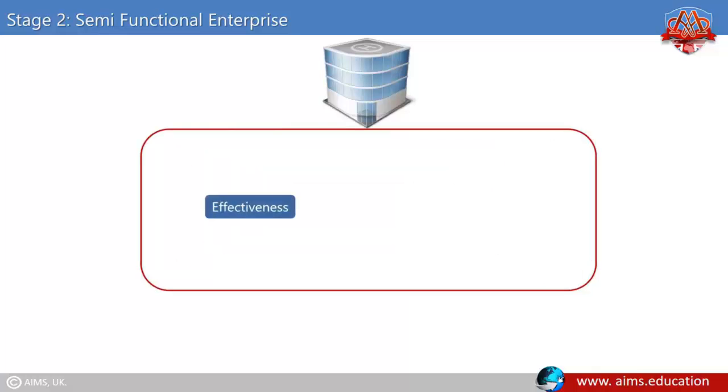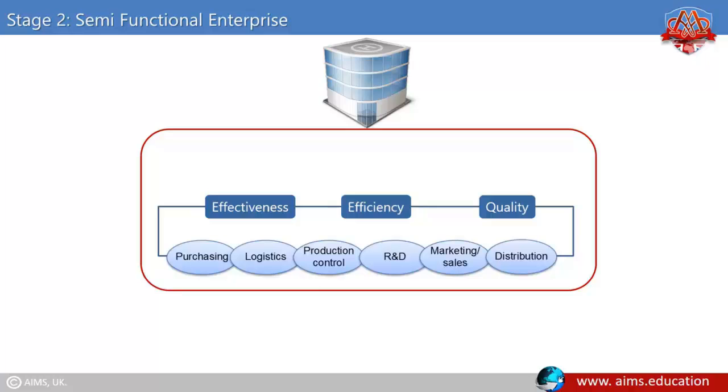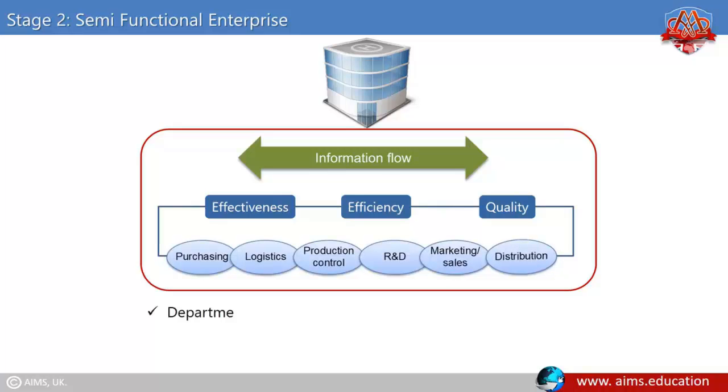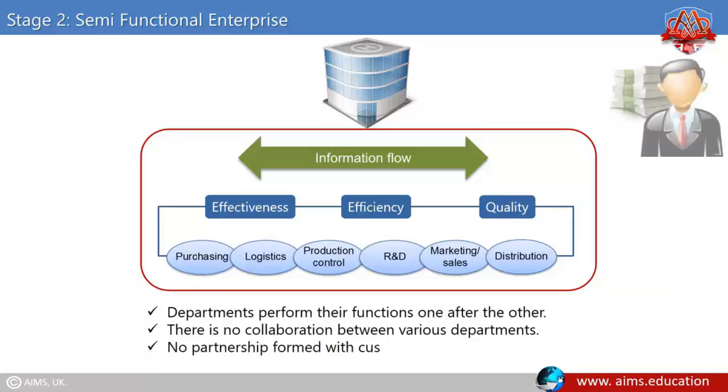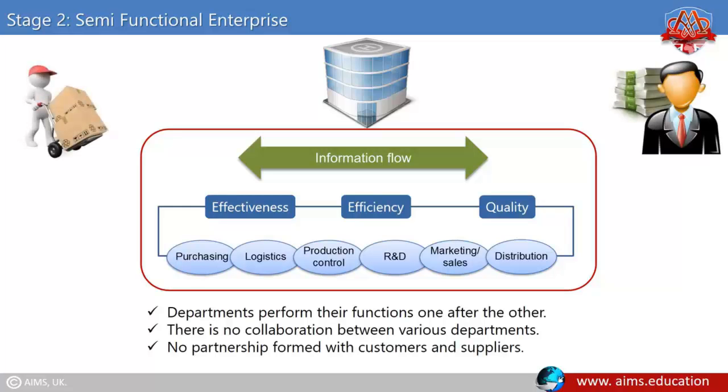Stage 2. Semi-functional enterprise. At this stage, the nucleus organization begins to improve effectiveness, efficiency, and quality within functional areas. As explained in the below exhibit, information flow has been improved and functional areas have been defined. However, departments perform their functions one after the other. There is no collaboration between various departments, and no partnership formed with customers and suppliers.